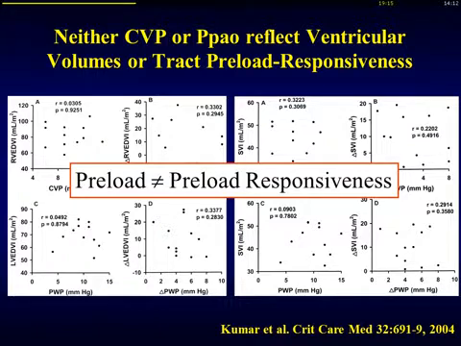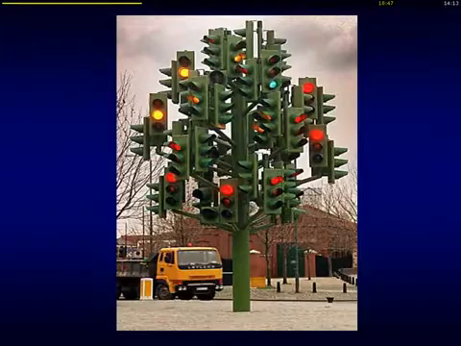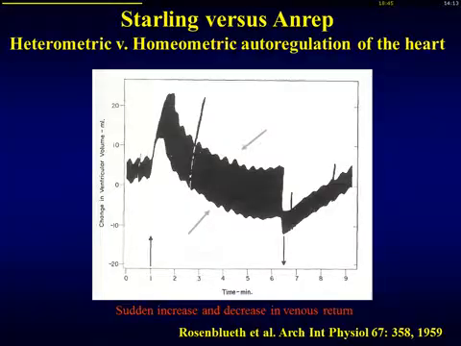Preload is not preload responsiveness. I can have a big ventricle and be volume responsive, or I can have a small ventricle and not be volume responsive. The most common form of heart failure today is diastolic dysfunction. It's heart failure with preserved ejection fraction. You can't give those people volume, yet they have a small heart. They won't do well if you do that. And patients with big hearts often are volume responsive. Okay? I'm not giving you mixed signals.